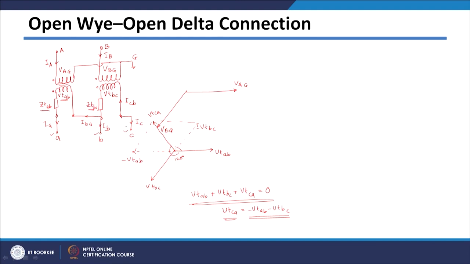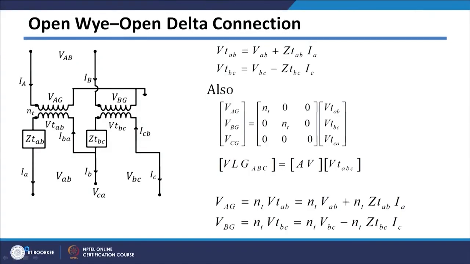That is why sometimes instead of using 3 transformers, we can save the cost of 1 transformer by putting only 2 transformers which can supply both types of load, single phase loads as well as 3 phase loads. So that is why your open Y and open delta connection sometimes becomes important. Let us see how we can derive the ABCD parameters for this particular transformer here.